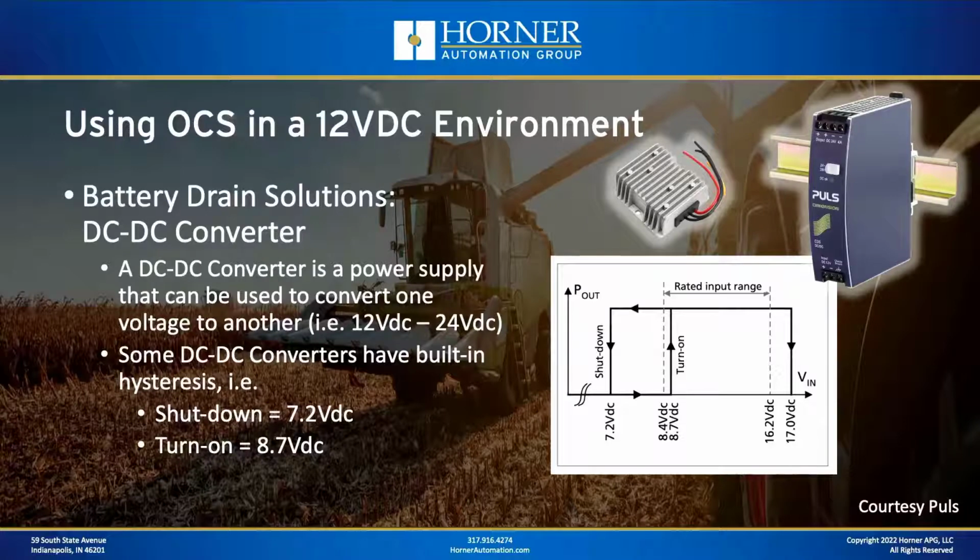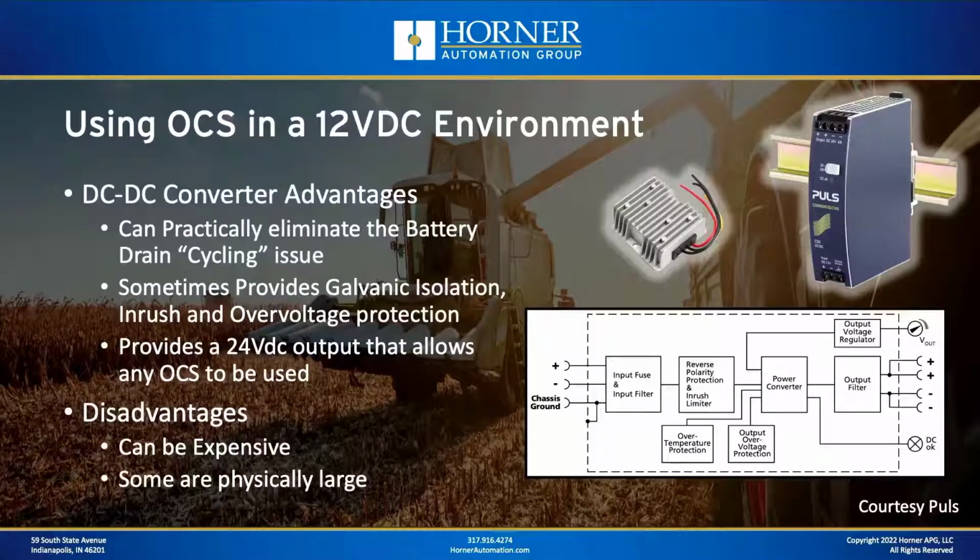On the screen, I'm showing the shutdown and turn on graph for a Pulse DC to DC converter. Pulse is a very reputable manufacturer of power supplies, and they have a line of DC to DC converters. As you can see here, the Pulse power supply is going to shut down when the voltage drops below 7.2, but it's not going to turn on again until the voltage goes above 8.4 or maybe 8.7. So that little bit of hysteresis is enough to prevent that continuous cycling. So there's some benefit to that. Let's talk about the advantages of adding a DC to DC converter to your system.